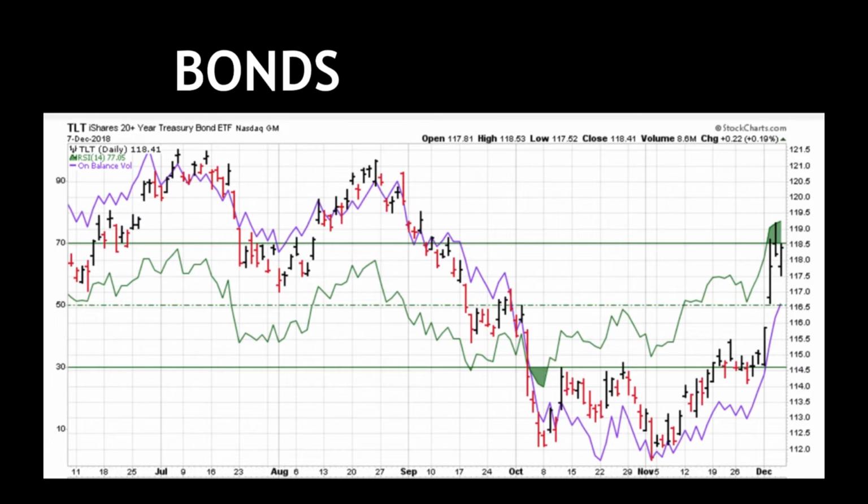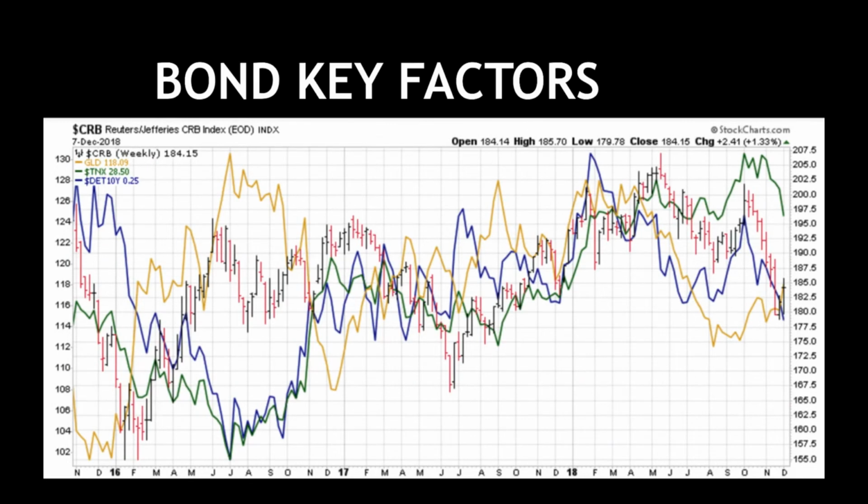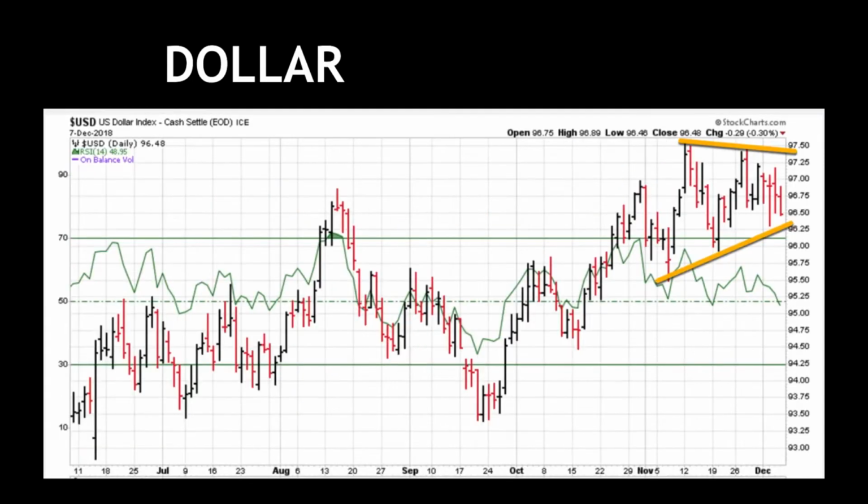Now, these are bonds. So when interest rates go lower, that's one reason why we have a flat yield curve. The Fed is pushing up short-term interest rates. The market is pushing down long-term interest rates. Bond key factors, they're all saying we're going to have lower interest rates. That's pretty clear.